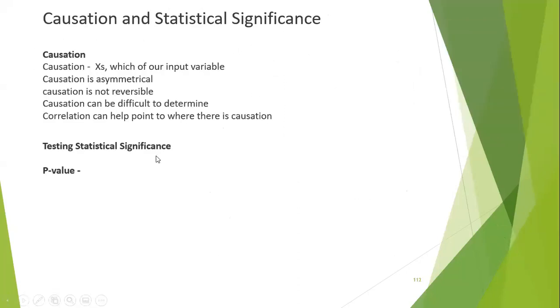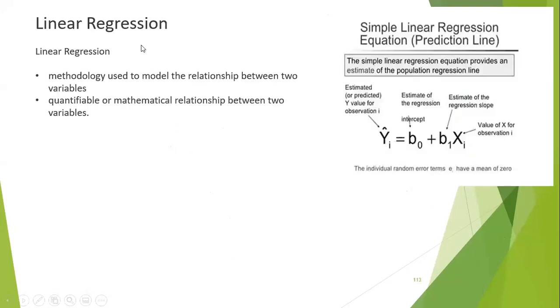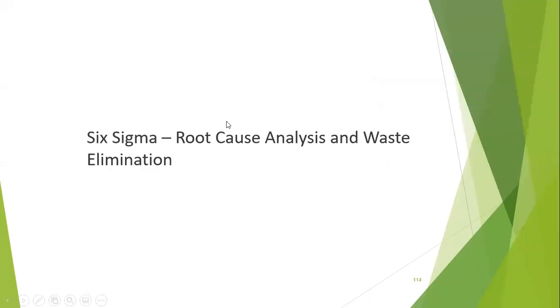And this is a causation we discussed, and the p-value, what the value of the p-value is, we discussed. And linear regression is a very important one, which will identify whether there is a relationship or not. Okay, that's the way. Okay, right. Now we are going for root cause analysis and waste elimination. Any doubts so far? No, sir. No, right?